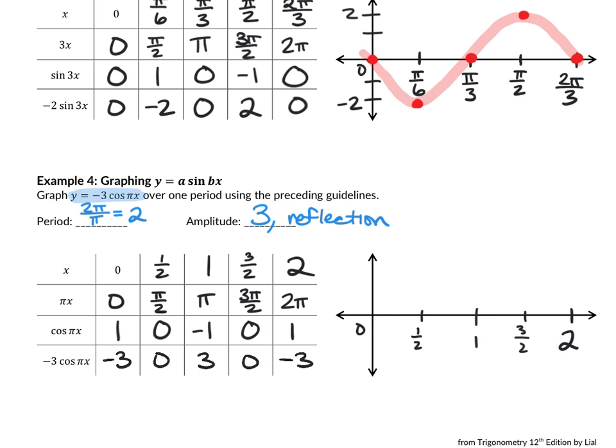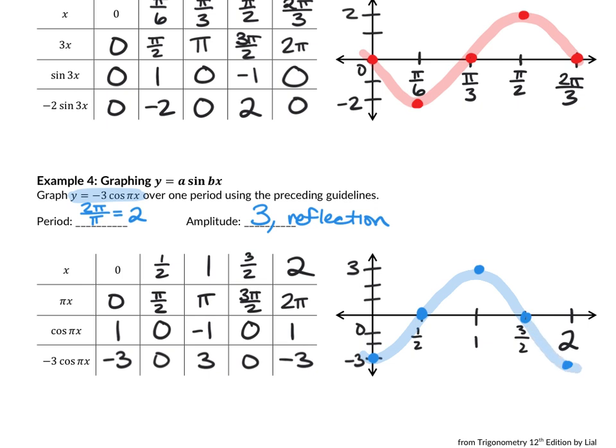When we graph this one, to include the amplitude, I give 3 little tick marks and label it 3 and -3. And I start plotting my points. When x is 0, the output was -3 based on my table. When the input was 1/2, my output was 0. When the input was 1, my output was 3, and then 0, and then back to -3. So my cosine wave will look like this.